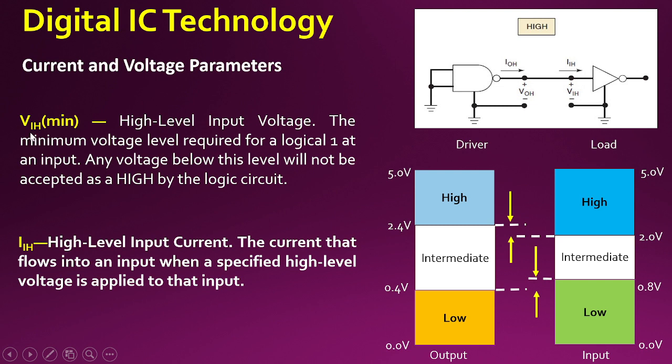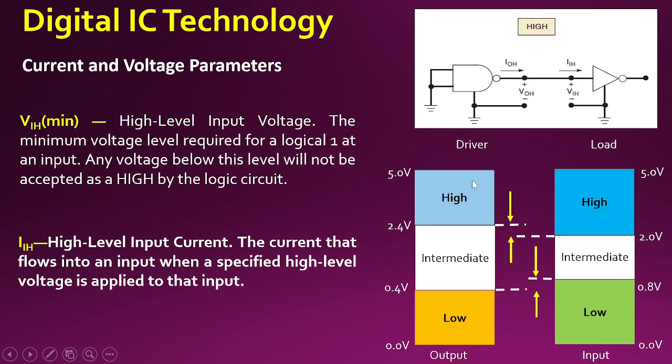That means VIH. Now I here means the input voltage. That means we are considering the voltage which is coming into this particular load TTL, we will call that VIH. Now why minimum? It is the minimum voltage level required for a logical 1 at an input. Any voltage below this level will not be accepted as high by the logic circuit.